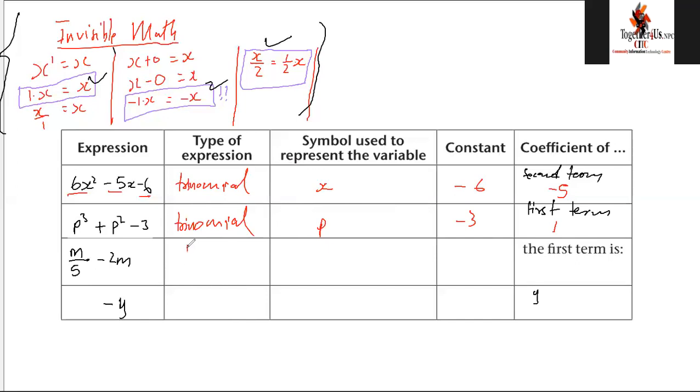Okay. Type of expression, this appears to be a binomial. And then the symbol that is used is the letter m. The constant is what? Guess what? It is 0. And the coefficient of the first term, you see this invisible math here, is actually a pi. Here, this is a monomial because there's one term. And the symbol that is used here is y. The constant is also 0. The coefficient of y is a negative 1.